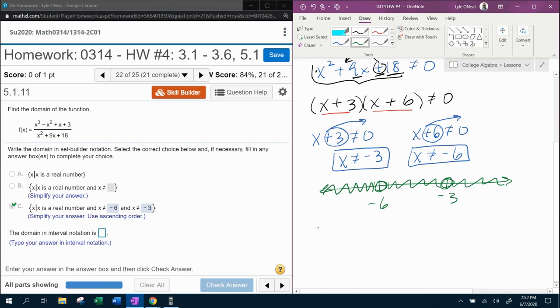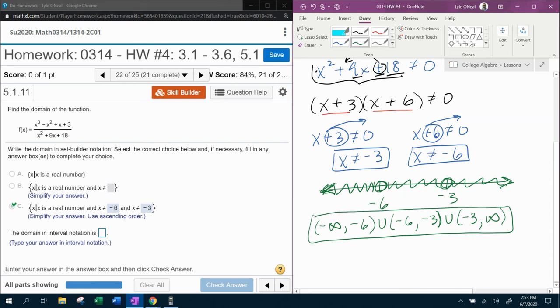So the interval notation would be everything from minus infinity, because that shading goes forever, up to negative 6, and we use a parenthesis because negative 6 is not included. And then we're going to use the union symbol to skip over to the other side of negative 6 and keep going until we get to negative 3. Again, a parenthesis, negative 3 is not included. And another union symbol, we skip to the other side of negative 3 and keep going all the way to infinity. And so this is the way the domain would look using interval notation.